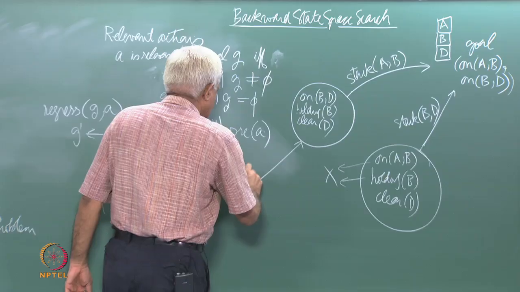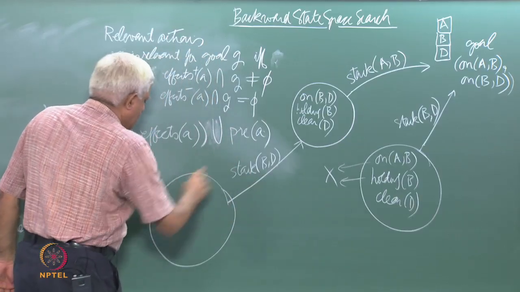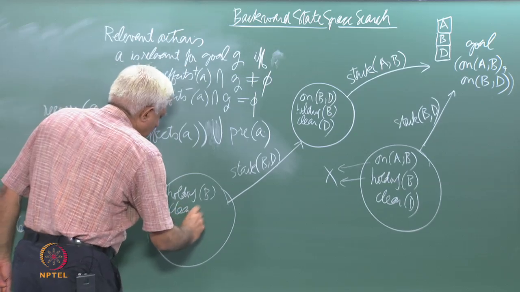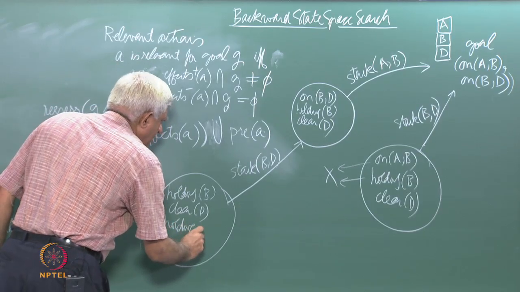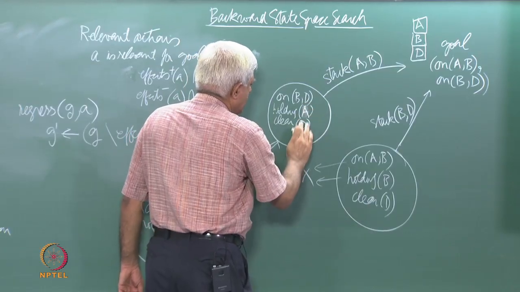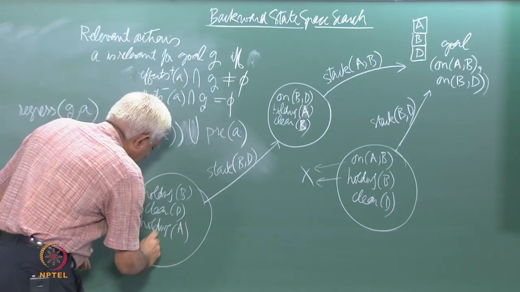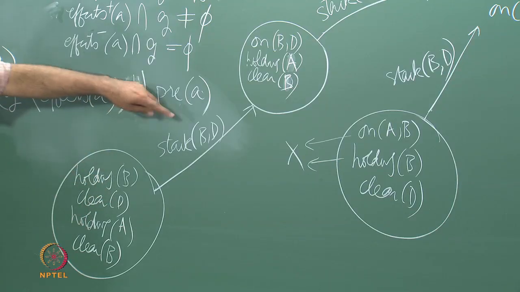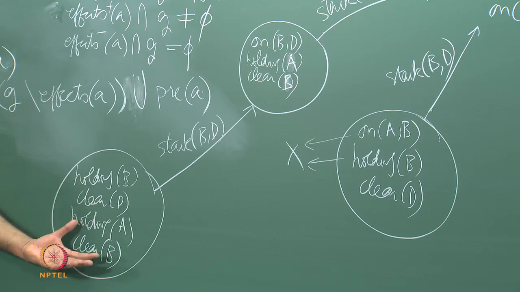For example, I can say stack B on D, and when I regress to this, I get holding B, clear D, and then the preconditions of this, which are holding A and clear B. So, I will have holding A and clear B, and this holding B and clear D come because of the stack BD action. Again, you can see that this is an impossible state.